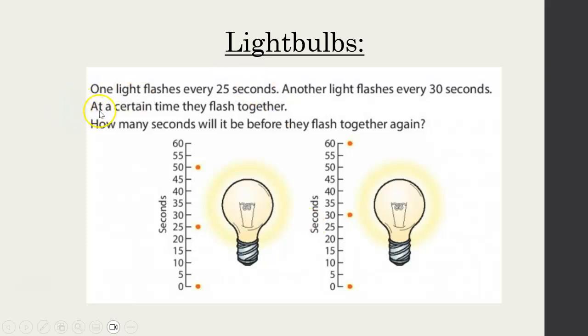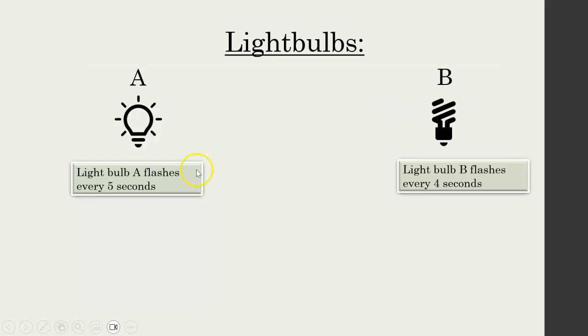Even just the first part, at a certain time they flash together. So, what is that time? How will we figure that out? One is flashing every 25 seconds, and another one flashes every 30 seconds. So how will we figure that out? Well, let's simplify the question a little bit.